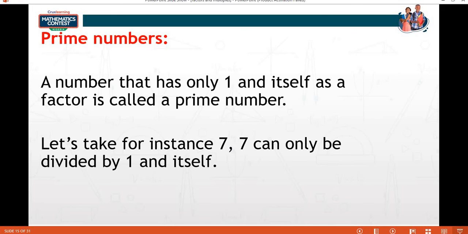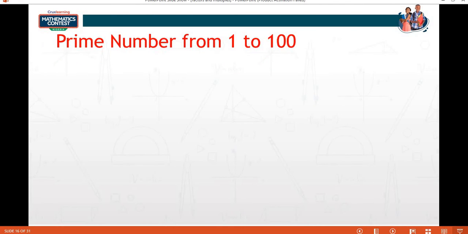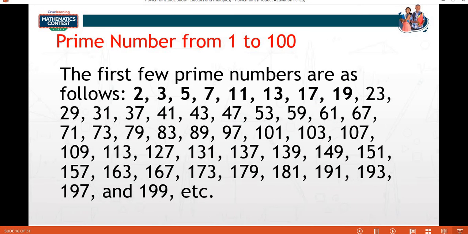So that particular number that no other number but 1 and itself can divide, then that number is referred to as a prime number. So I have a list of them here: prime numbers from 1 to 100.